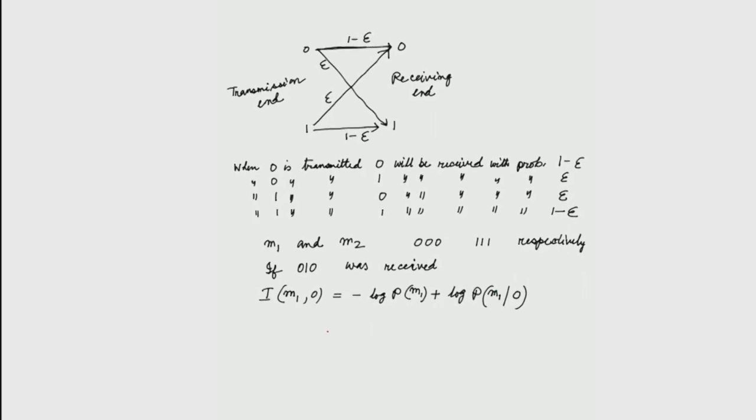So, this value we can calculate in this way. Minus log probability of M1 will be minus log half, because M1 and M2 are equally likely. There are two possibilities, M1 or M2, so the probability will be half. That is why this value will be minus log half. Now, what about this conditional probability? This we have to find.